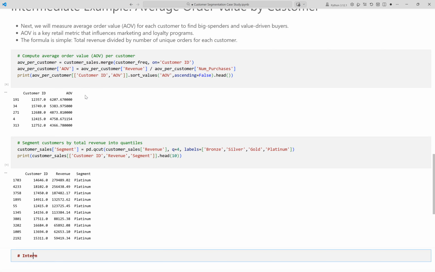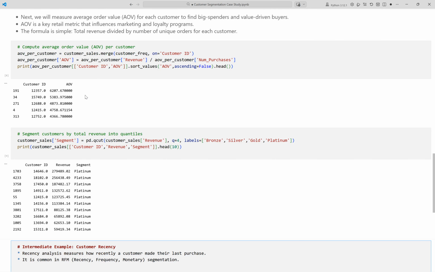Intermediate example: customer recency. Recency analysis measures how recently a customer made their last purchase. It is common in RFM, recency, frequency, monetary, segmentation. Recent buyers are often more likely to buy again soon. Running the cell now.